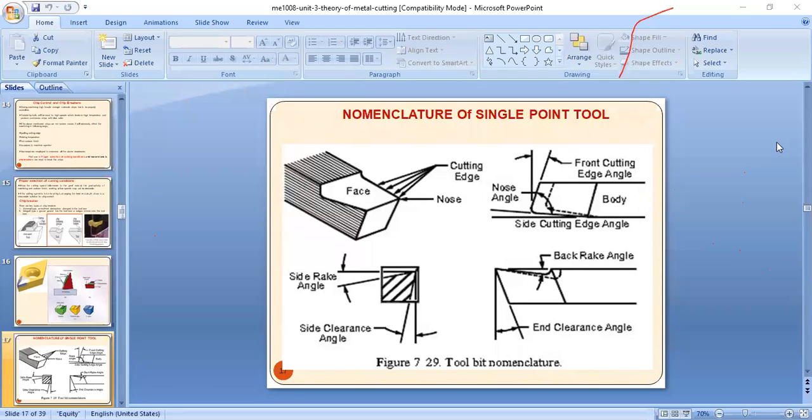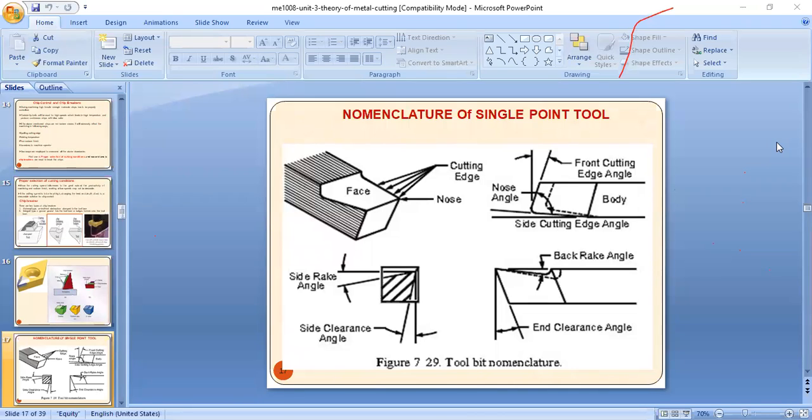And what is the negative rake angle? When we come to the negative rake angle, it slants upwards towards the side or back of the tool. So the slope, if it is towards the side of the tool, is known as the positive rake, and if the slanting is towards the back of the tool or upwards towards the side, it is known as the negative rake angle.